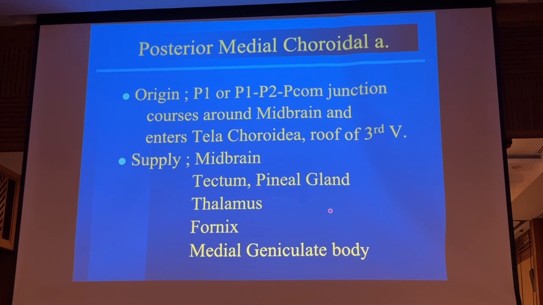The posterior medial choroidal artery originates usually from P1 or the P1-P2 junction, courses around the midbrain, enters the tela choroidea, and goes to the roof of the third ventricle, right? It supplies the midbrain, tectum, thalamus, fornix, and the medial geniculate body.